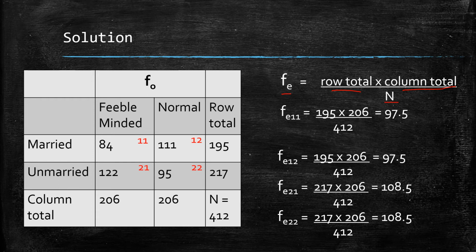Now, as you can see, for this particular row, the total is 84 plus 111 is equal to 195. For unmarried, 122 plus 95 is equal to 217. And for calculating n, we will add 195 to 217. We will get 412.